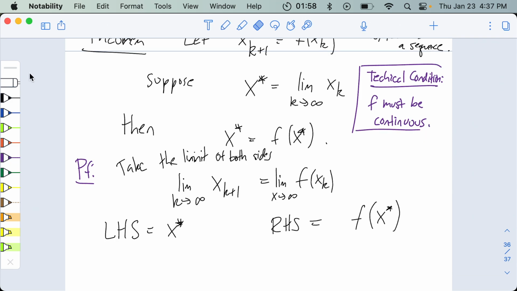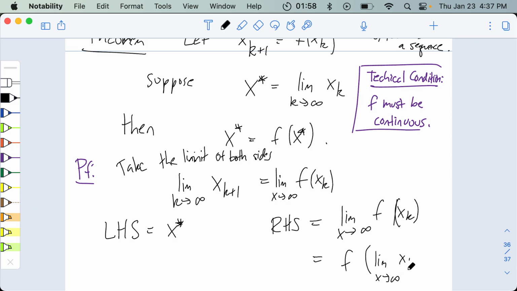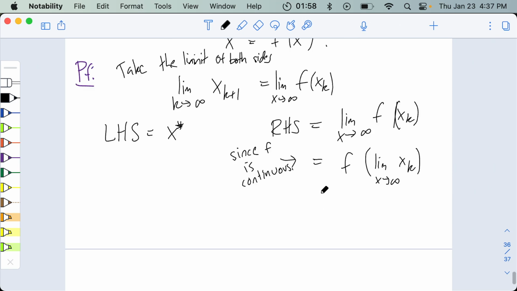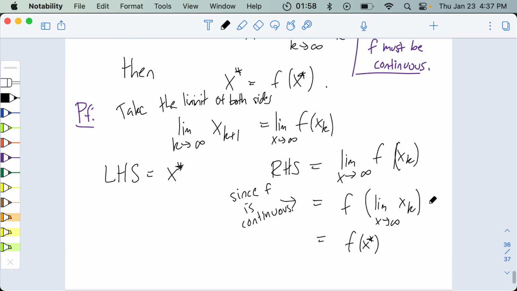Continuous functions have the property that you can pull limits in and out. So the right-hand side is the limit of f of x_k, and for continuous functions, that's the same as f of the limit of x_k, since f is continuous. This is like one potential definition of a continuous function, that it satisfies this. And that's equal to f of x star. So as long as the limit exists and the function is continuous, then any limit will be a fixed point.